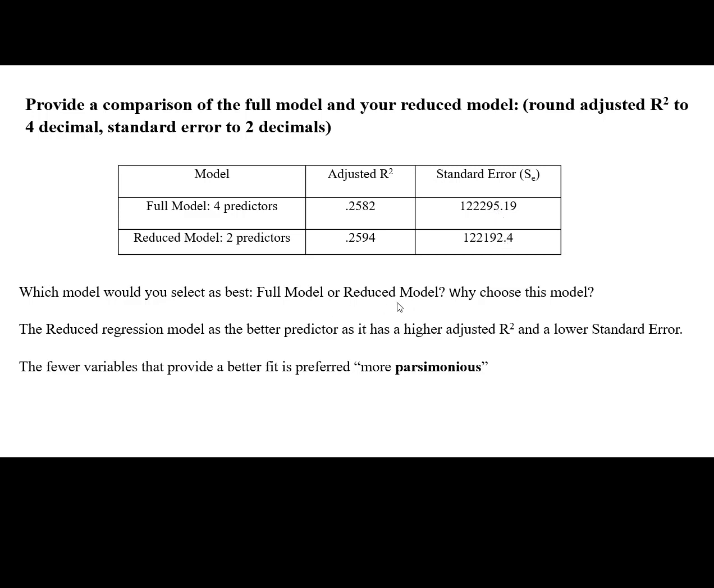So the full model or the reduced model, which is better? We're going to pick the reduced model. It's a better predictor, and it has a higher adjusted R-square and a lower standard error, and fewer variables that provide a better fit is preferred, and it's considered more parsimonious.